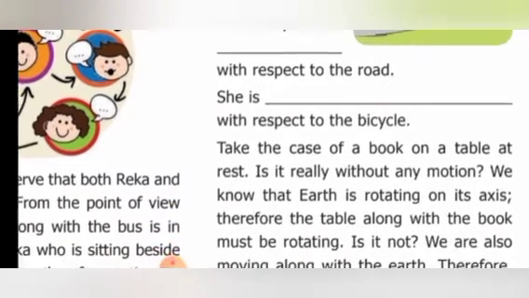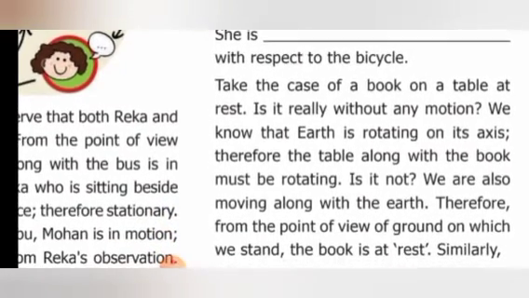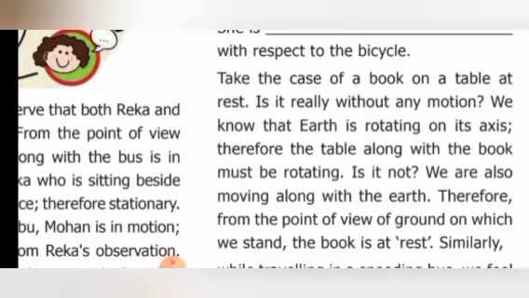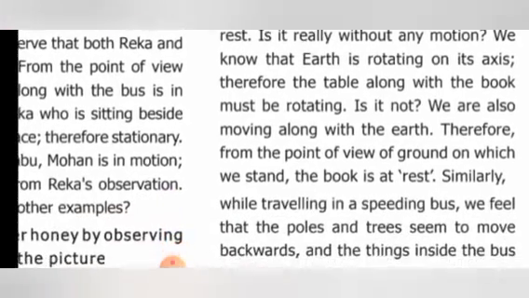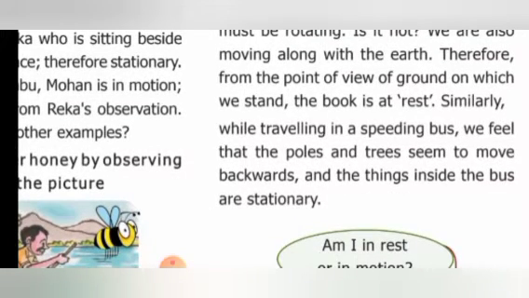Very good. Take the case of a book on a table at rest. Is it really without any motion? Imagine that previous case, the book on the table. Is the book really without any motion? We know that Earth is rotating on its axis. Therefore, the table along with the book must be rotating. Is it not? We are also moving along with the earth. Therefore, from the point of view of the ground on which we stand, the book is at rest.